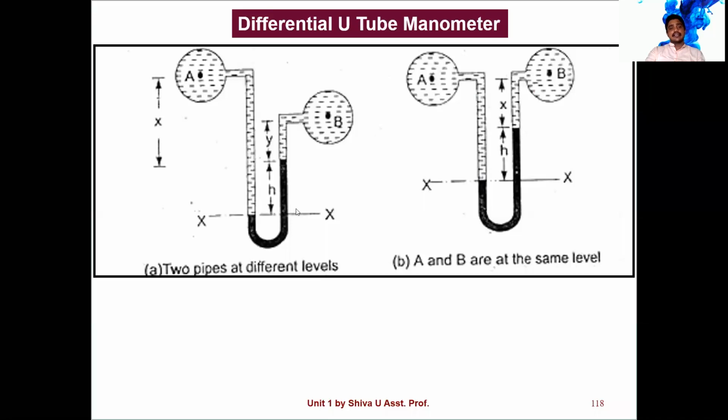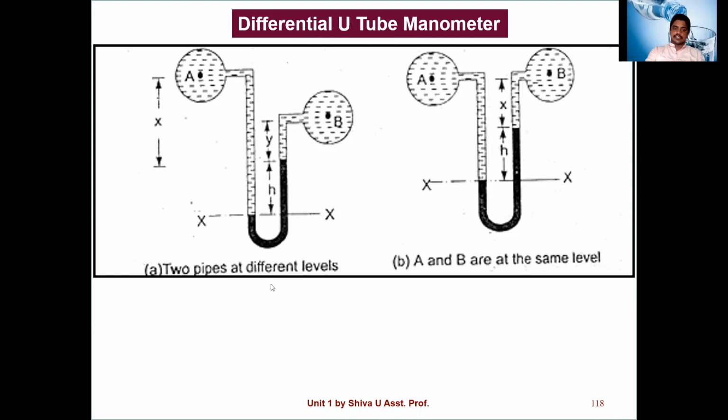And here, X is the level of the equilibrium. By this time, you might easily notice where the equilibrium needs to be applied. At the manometric fluid, where it is balanced with the fluid, or where the interface is available, at that point we draw the equilibrium position. Now, how are they differential? Here we have two categories. One has two pipes at different levels. Another has two pipes at the same level.